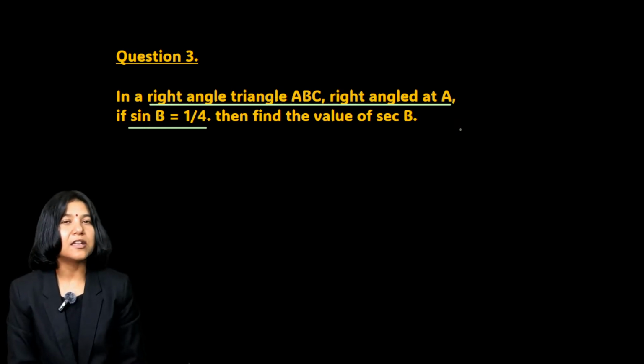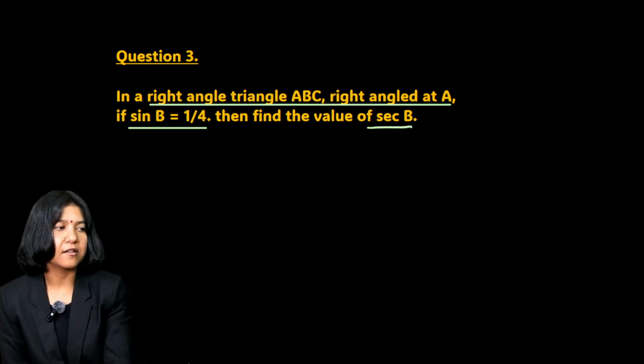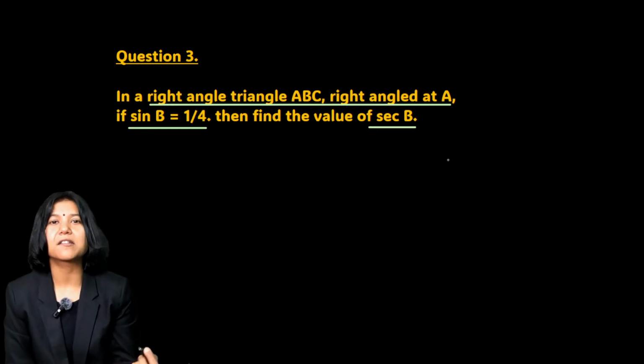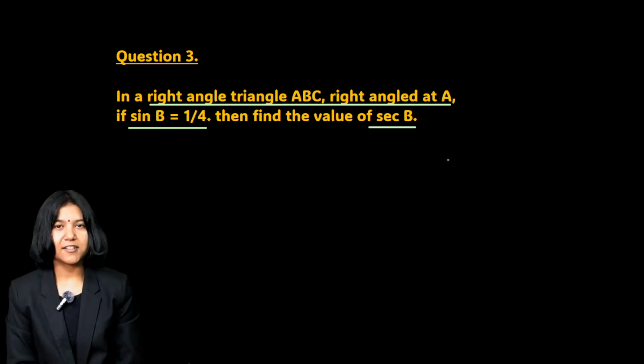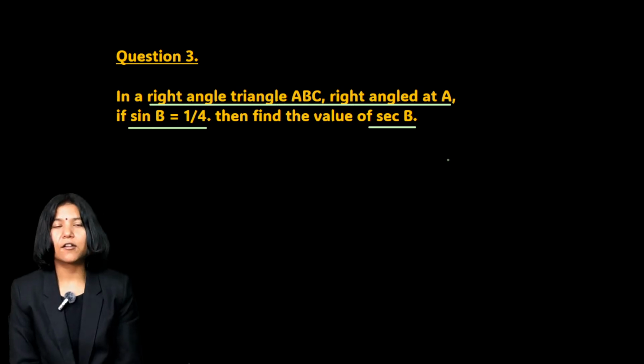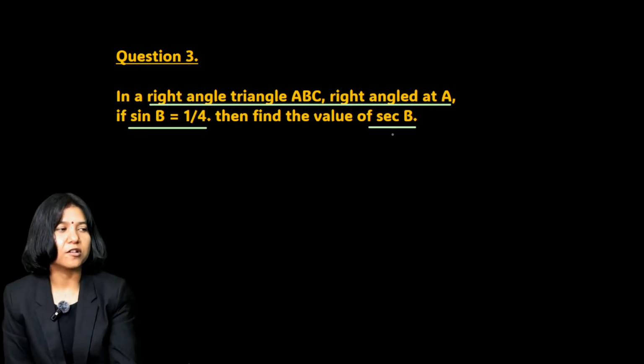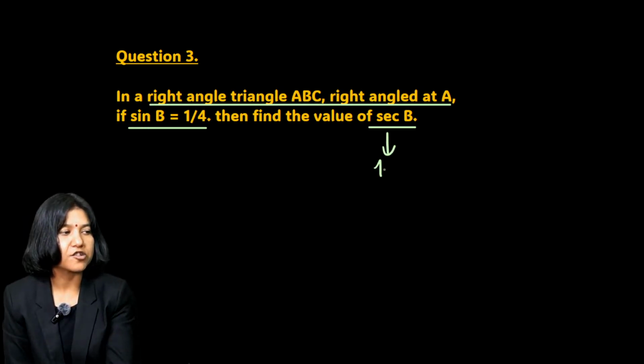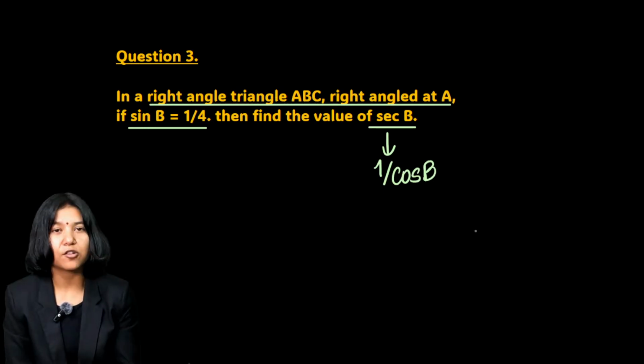So sine B is 1/4. Find the value of sec B. Now again, there are multiple ways you can do it. But think about sec. They're asking for sec and the given information is on sine. What's the best way you can connect sec and sine? It is to recall the fact that sec is just the reciprocal of cos. So sec B can be written as 1 by cos B.